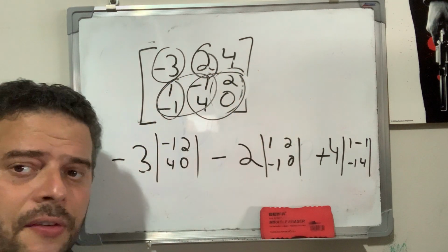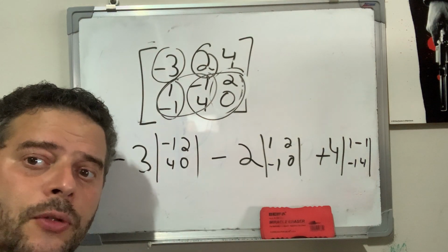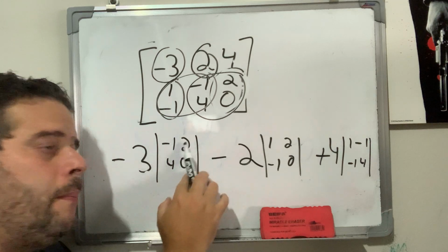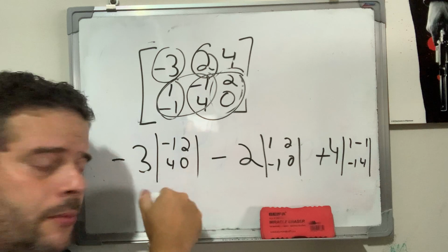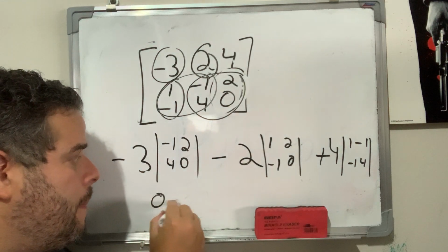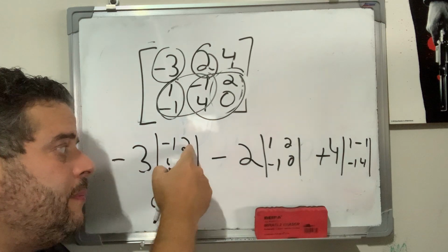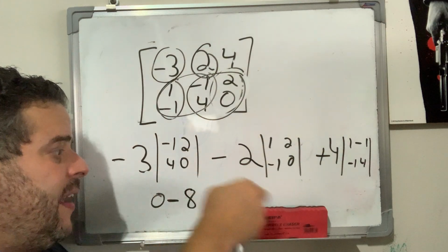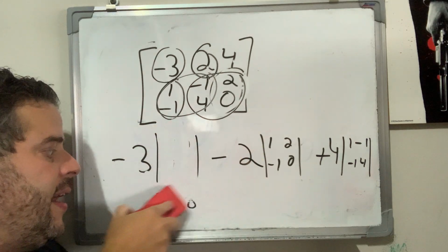So again, to find the determinant of a 2 by 2 matrix, you multiply A times D minus B times C. So -1 times 0 is 0, minus B times C, which is 8. I would get -8 in here. That would be the determinant of that matrix, -8.